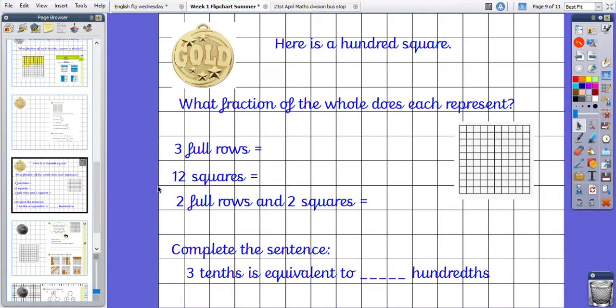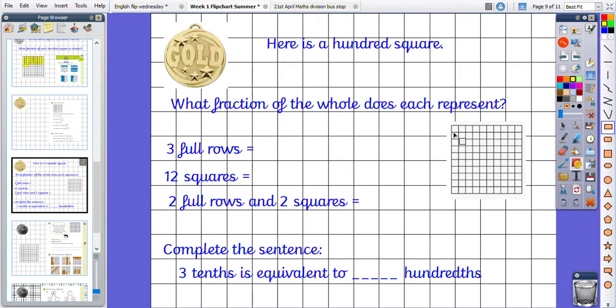Here is a hundredth square. What fraction of the whole does each represent? So if I shaded in 3 full rows, 1, 2, 3, what fraction am I representing? You could tell me that in 2 different ways, so you could give me 2 equivalent fractions.